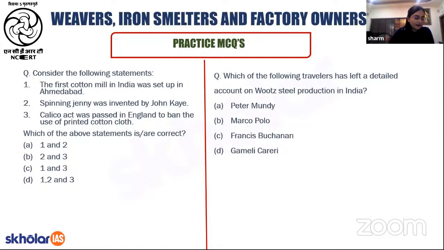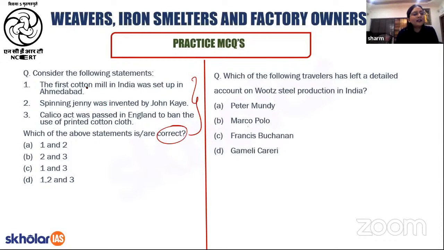All right, no more questions. So now students, we are on the last part of this particular lecture. Now we are going to attempt 2 practice questions based on the discussion which we have just done. Under that, students, the first question contains 3 statements and we need to identify which among them are correct.